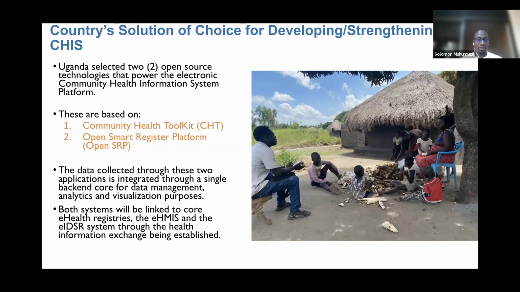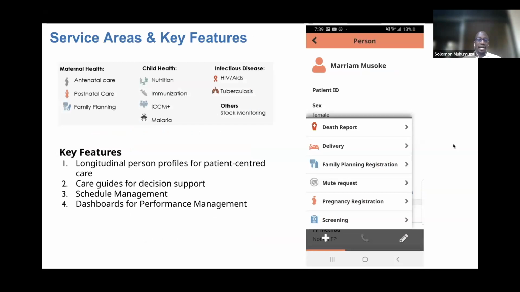So in terms of the technologies we chose, of course, is the Community Health Toolkit, which I'll be going into in detail as it is well implemented. We also are using the Open Smart Register platform, OpenSRP. And of course, we ensure that we link the system to other core systems we have in place, because at the moment we've been able to integrate with eCHIS too.